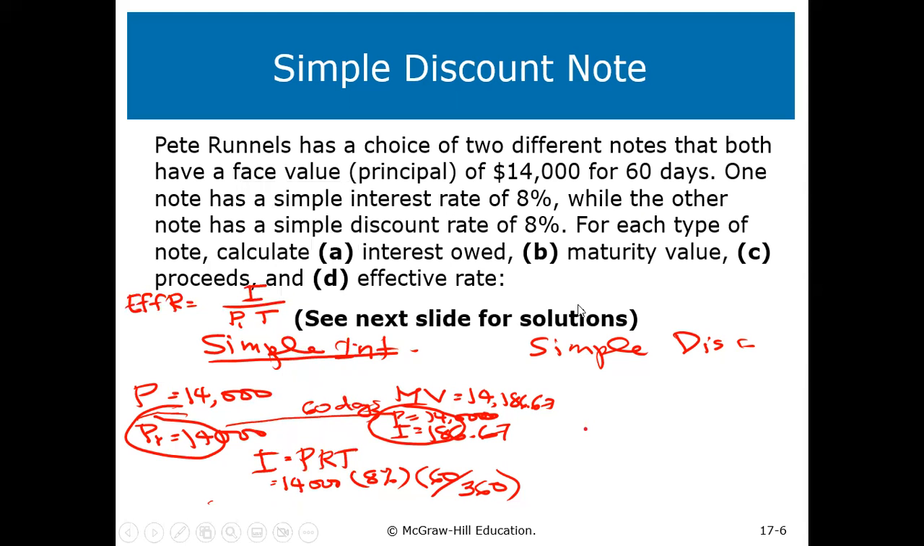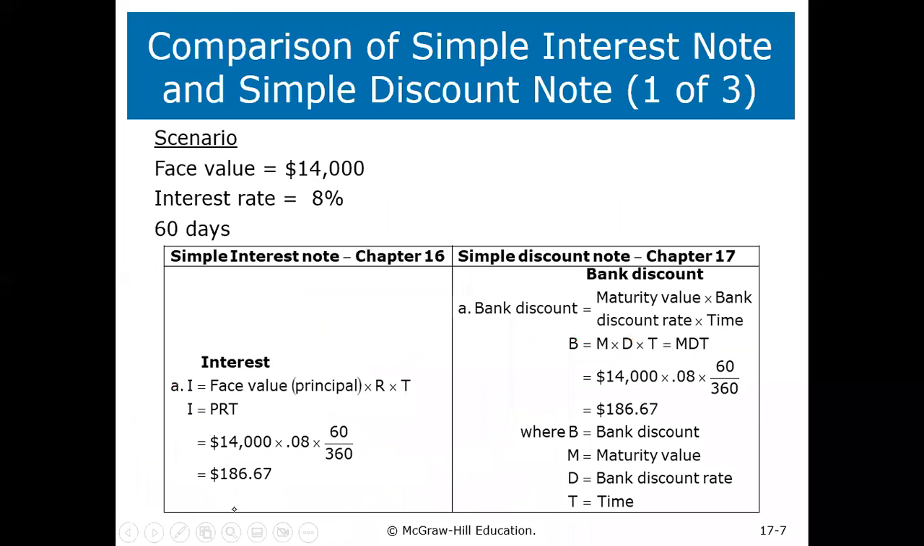Okay, so let's compute for the effective rate. How much is the interest, class? 186.67 po, sir. Okay, 186.67. Yun ang interest natin, di ba? And then divided by, what's our proceeds? The money that we got, it's 14,000, di ba? 14,000.